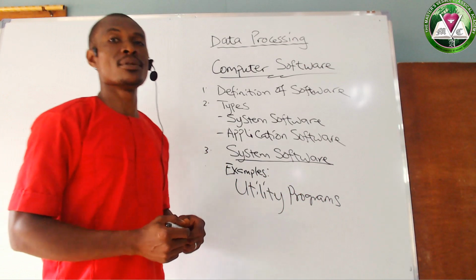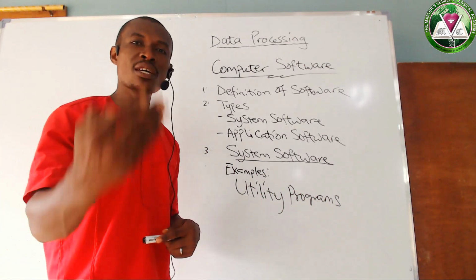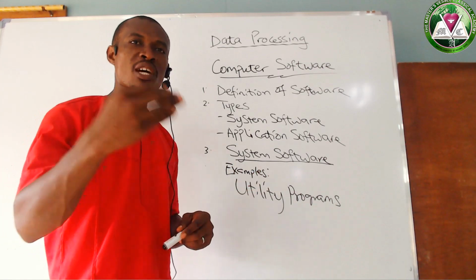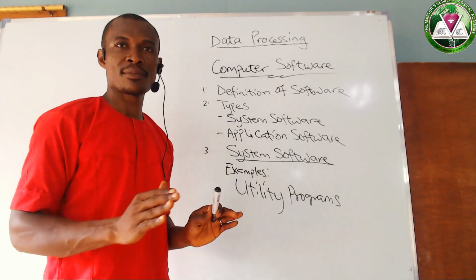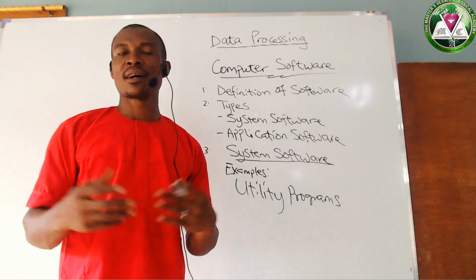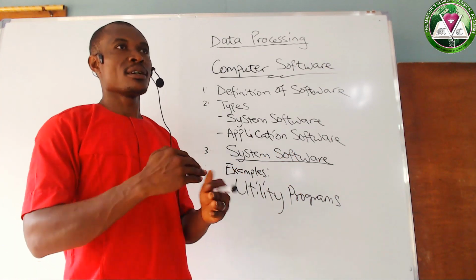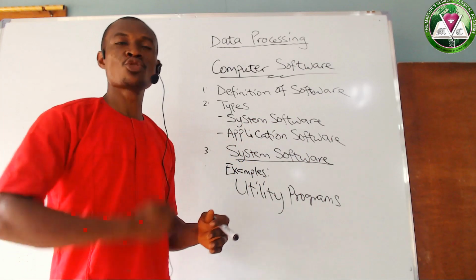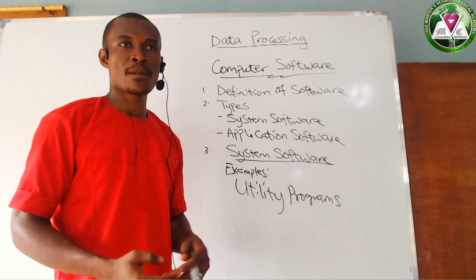In utility programs, these are programs that see to the day-to-day smooth running of the computer system. That is their job. They just make sure that things move the way they should in the computer system. You have the debuggers, the antivirus, and the disk cleaners and all that. Their job is to make sure that the computer is running smoothly.